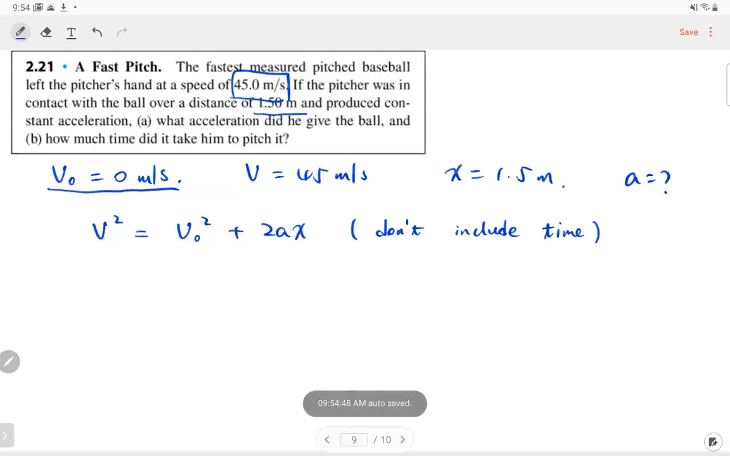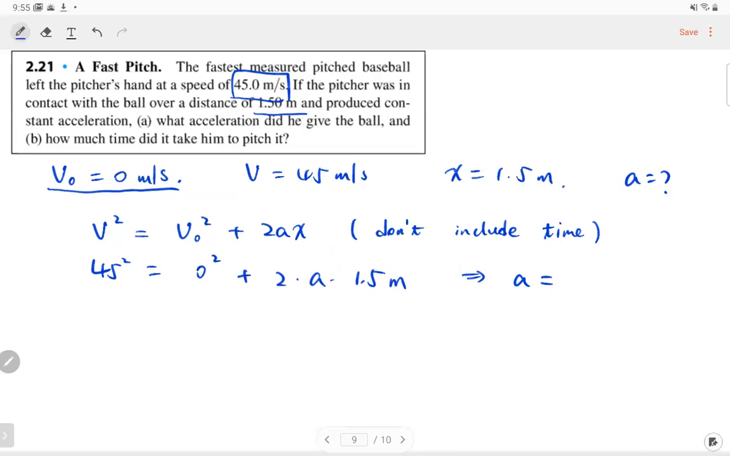Okay, let's see. Final velocity 45 meters per second, squared, equals 0 squared plus 2 times acceleration, which is the parameter we're looking for, times displacement 1.5 meters. So we can solve. Acceleration is very large, 675 meters per second squared. Okay, part B.